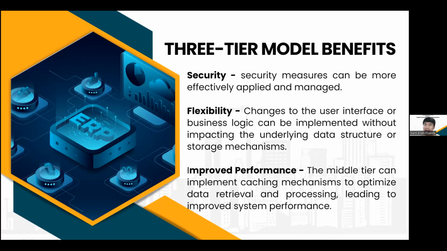The middle tier can implement caching mechanisms to optimize data retrieval and processing, leading to improved system performance. However, it's worth noting that the three-tier model can introduce additional complexity and might require more infrastructure and specialized knowledge to set up and manage effectively. Nonetheless, the benefits it offers in terms of scalability, modularity, and security often make it a preferred choice for many modern ERP systems.